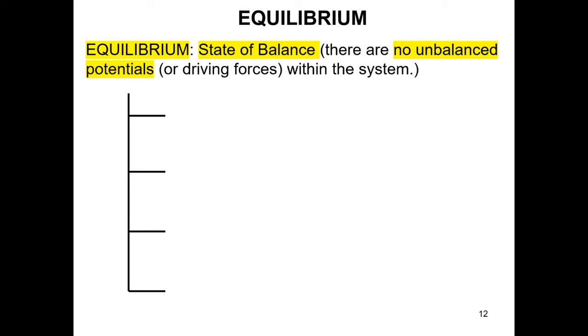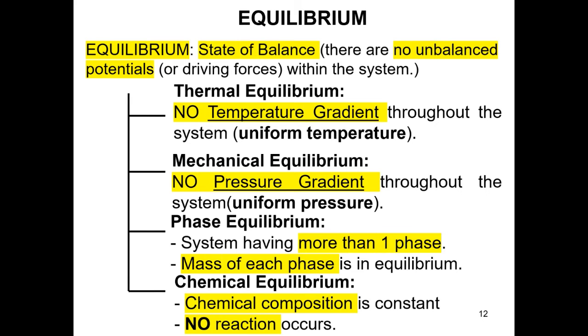Okay, so we also have a term called equilibrium. You can see here the few types of equilibrium. Equilibrium means a state of balance. There are no unbalanced potentials or driving forces within the system. So if the system moves from one state to another and can sustain without any interference, it has already reached a balance.